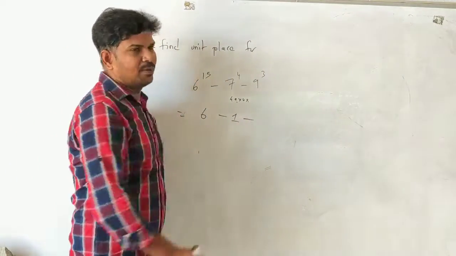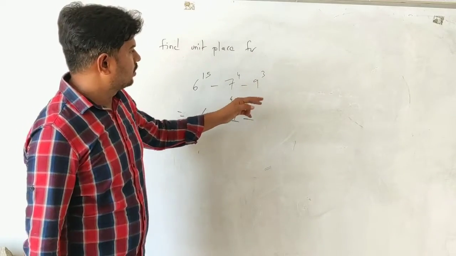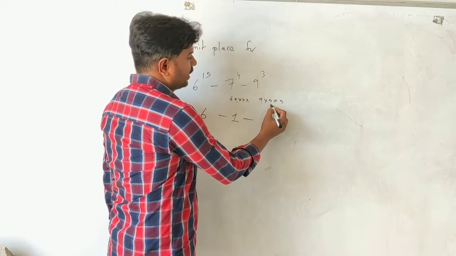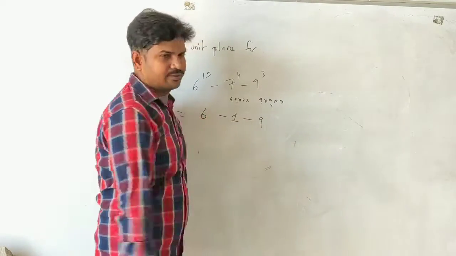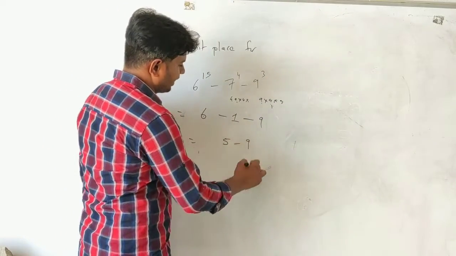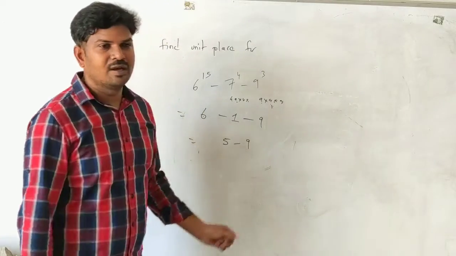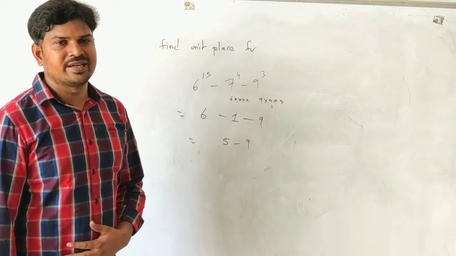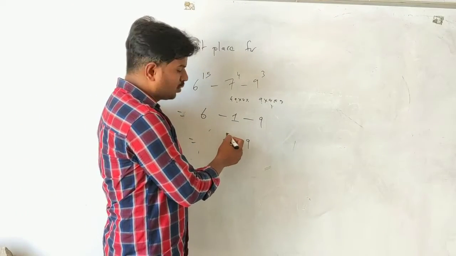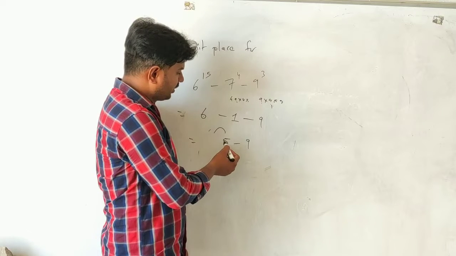And here 9 power 3. What is the units digit for 9 power 3? It is easy to remember: 9 nines are 81, the 1 is here, then 1 nine is 9, so it is 9. Now do the calculation 6 minus 5, it will be 1, then 5 minus 9 normally gives minus 4, but a units digit cannot be minus 4. So we have to borrow from the nearby number. You can borrow from 5. If you borrow, you get 15, then 15 minus 9.